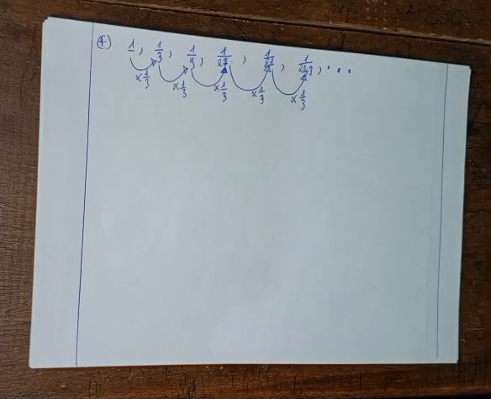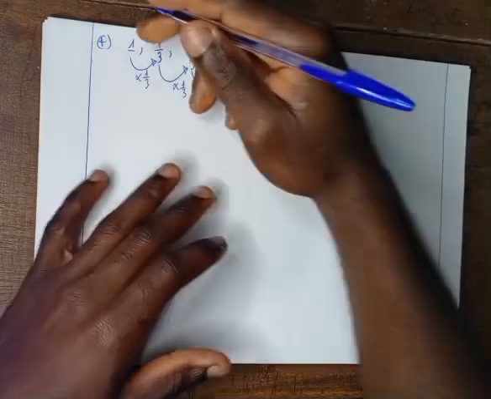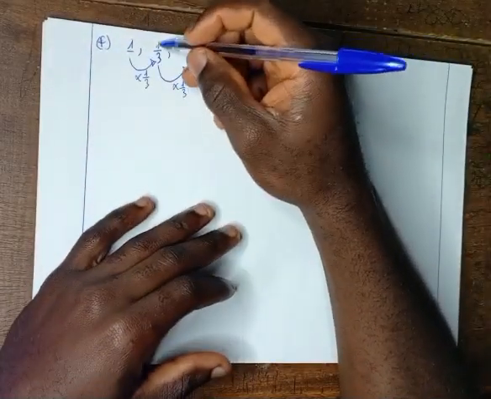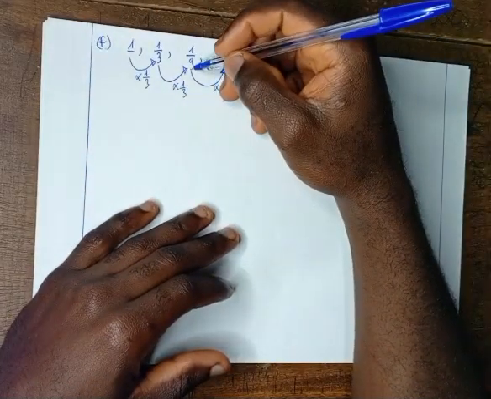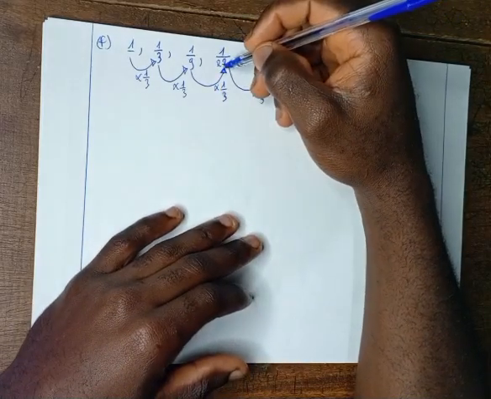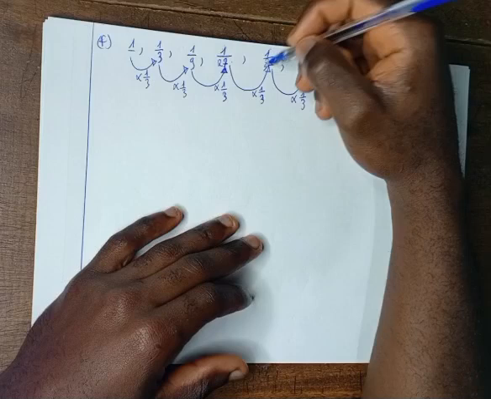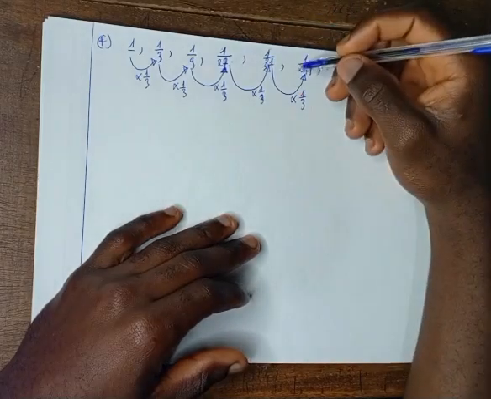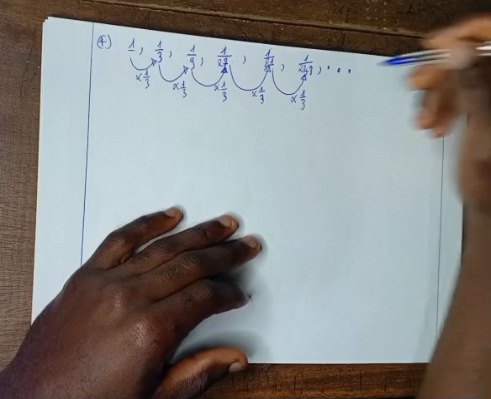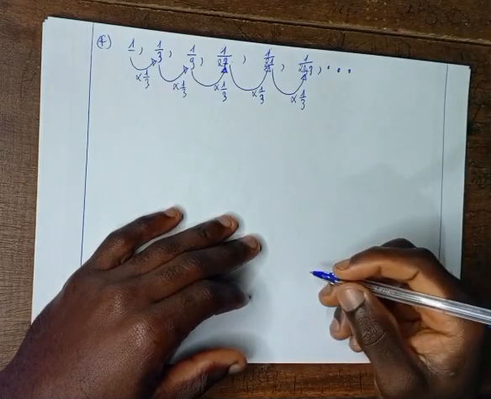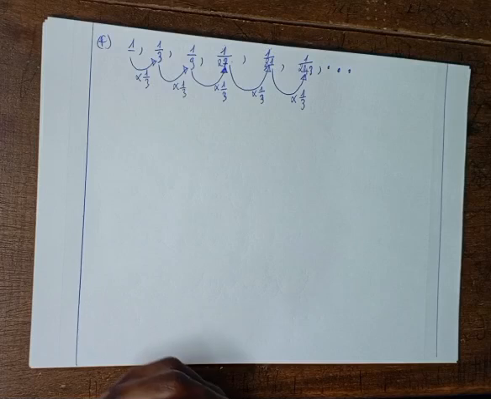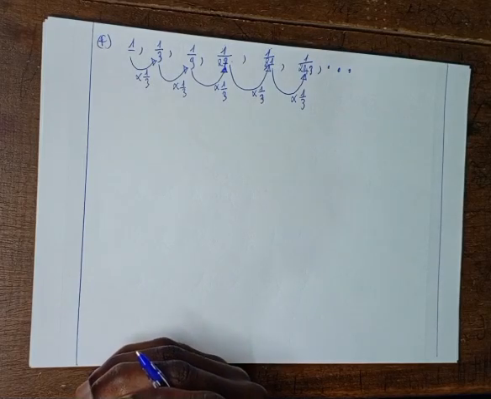Another way of still getting this rule, we can say it is simply division by 3. 1 divided by 3 gives us 1/3. 1/3 divided by 3 gives us 1/9. 1/9 divided by 3 gives us 1/27. 1/27 divided by 3 gives us 1/81. 1/81 divided by 3 gives us 1/243. We are done with the correction of the exercise for application.